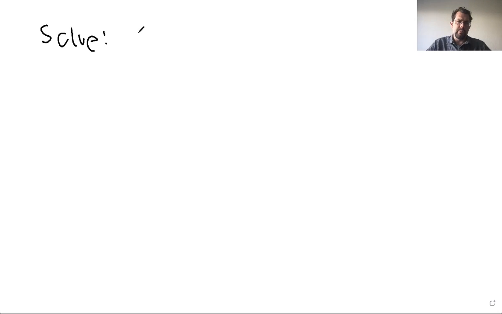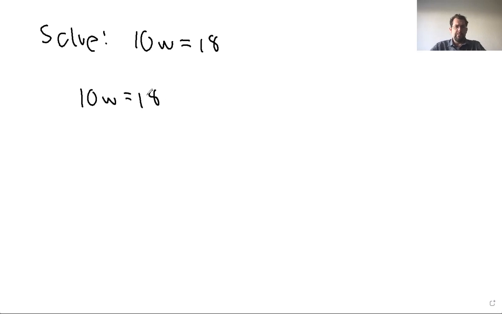Let's solve this one. 10w equals 18. On both sides of the equation, we have a number. We're going to get rid of the number in front of the w, so we'll divide everything by 10. This will give us an 18 over 10 on the right side, and the w is by itself on the left side. We can take this a step further by saying, okay, 18 is a multiple of 2, 10 is a multiple of 2. Those 2's will cancel out.